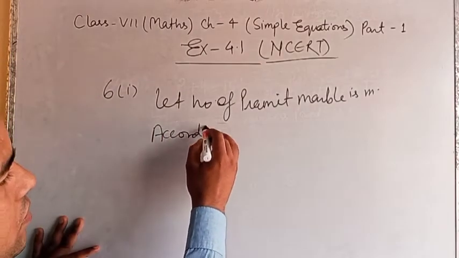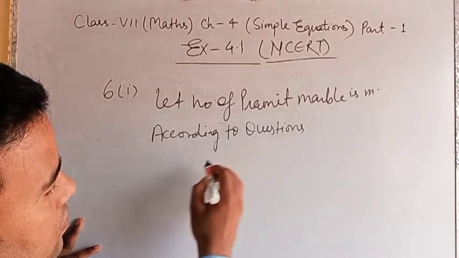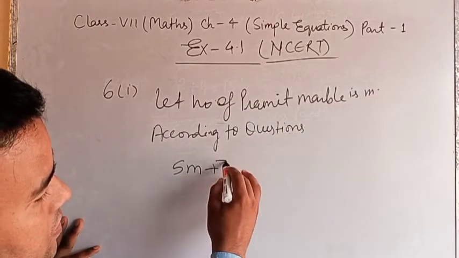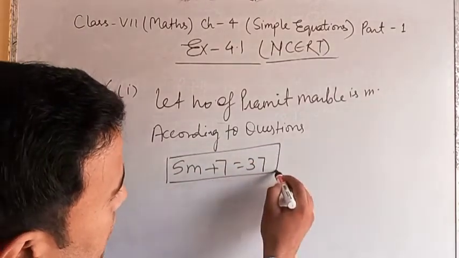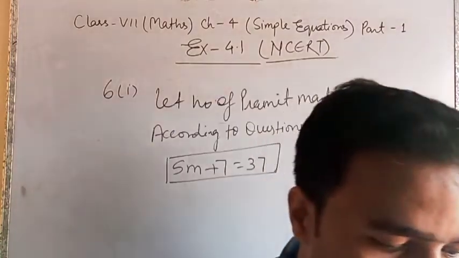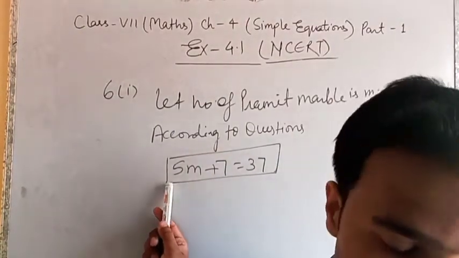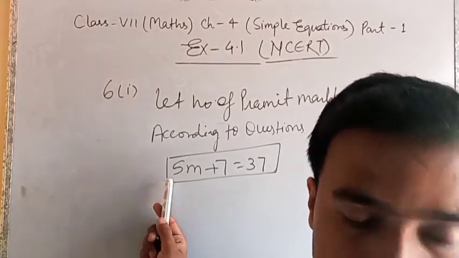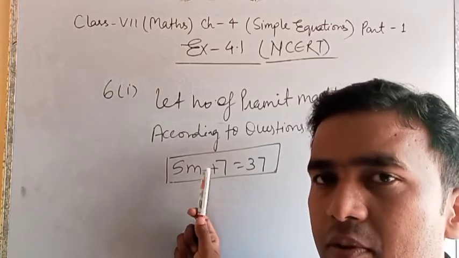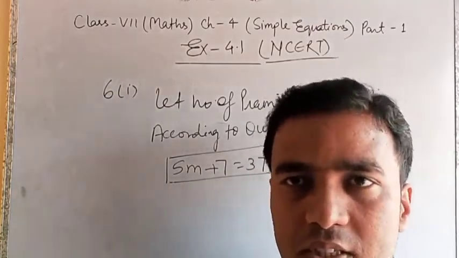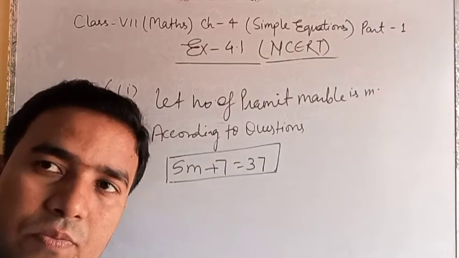According to the question, 5m plus 7 equal to 37. Clear? Means Irfan says that he has 7 marbles more than 5 times the marbles Parmeet has. The marbles Parmeet has is m, so 5 times means 5m. 5m plus 7 is 37. Only the equation is required, not the solution. Rest you can do. Note down.